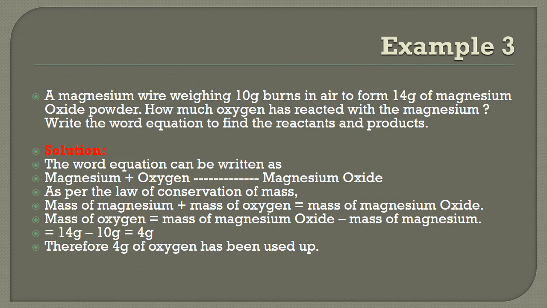The word equation can be written as magnesium plus oxygen gives rise to magnesium oxide. As per the law of conservation of mass, mass of magnesium plus mass of oxygen is equal to the mass of magnesium oxide. Now, the mass of oxygen is equal to mass of magnesium oxide minus mass of magnesium. That's equal to 14 gram minus 10 gram, equal to 4 gram. Therefore, 4 gram of oxygen has been used up.